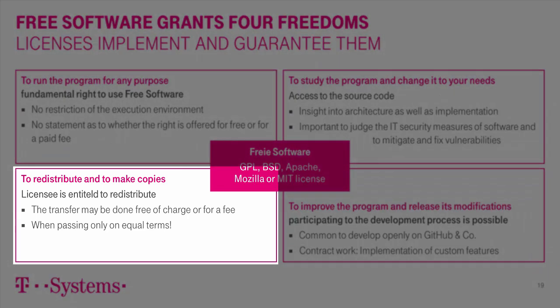Freedom number 2 on the lower left-hand side is about redistribution and making copies. This is the fundamental difference to proprietary licenses, which prohibit doing so.